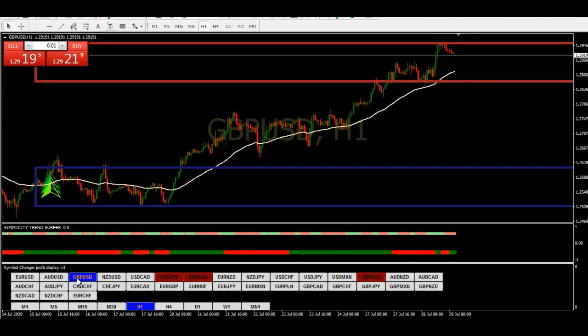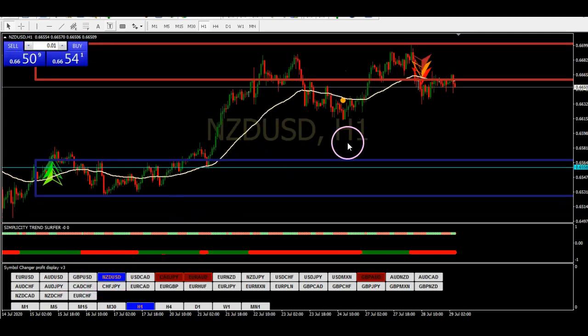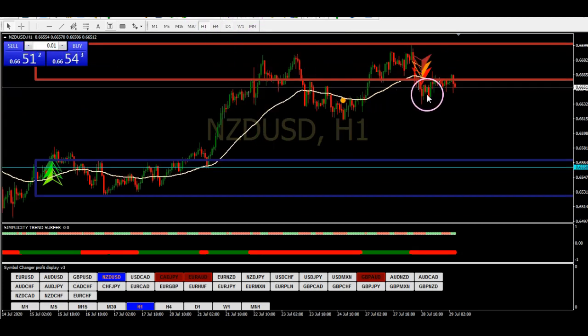GBPUSD. Okay, we don't have triple arrows. NZDUSD. We have triple arrows on the NZDUSD. Let's see what we got. But this is an uptrend. I'm not gonna go against the daily if you're going real strictly with this strategy.